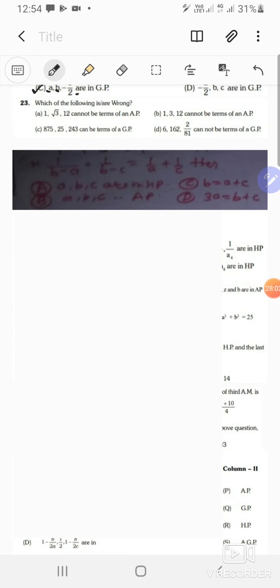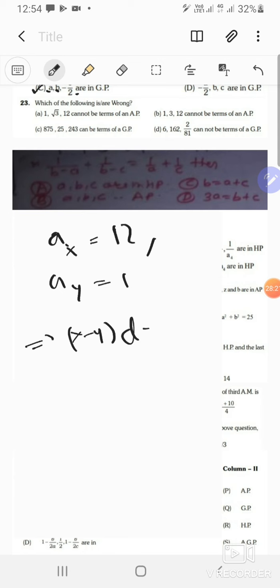But okay, here's the deal. So if 1 and 12 are, say, some terms of an AP, say ax is equal to 12 and ay equals 1, where x and y are positive integers, that would mean that x minus y times the difference would be equal to 11, which means that d would be equal to 11 by x minus y, which pretty much says that d is rational.